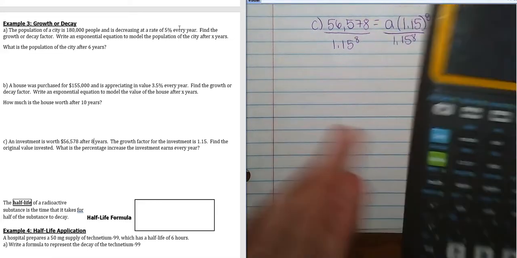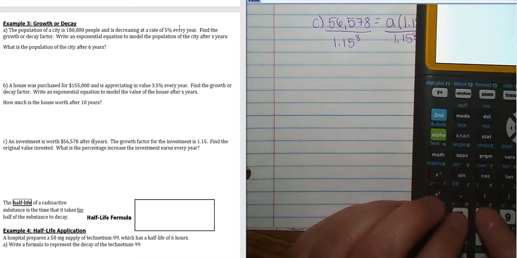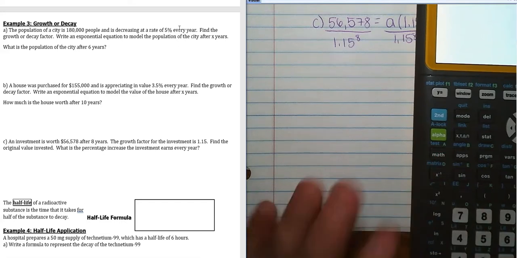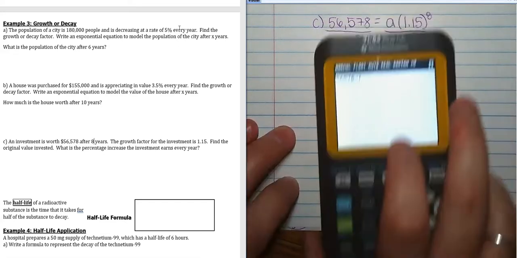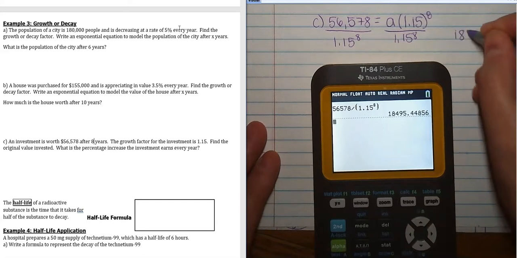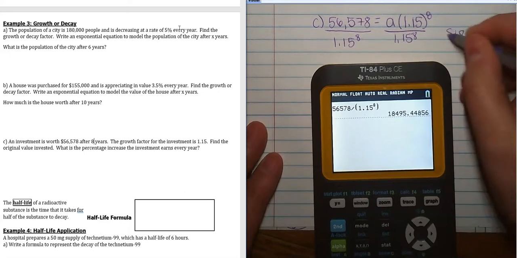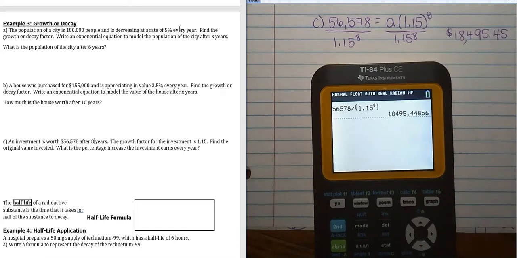And I would just do it right like that in my calculator. So I'm going to do 56,578 divided by, and I'm just going to put this in parentheses, and obviously you can't see it because I'm not on the screen, sorry. I'm going to divide that by 1.15 to the 8th. That way we're not rounding this multiple times or anything like that. And so that initial investment, and we'll round to the nearest hundredth since we're talking about money, is $18,495.45.